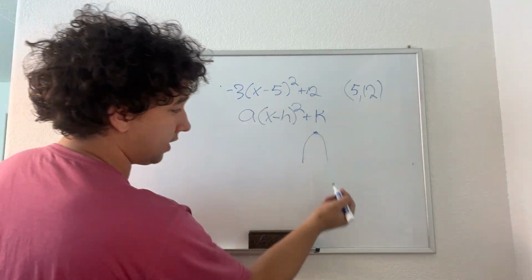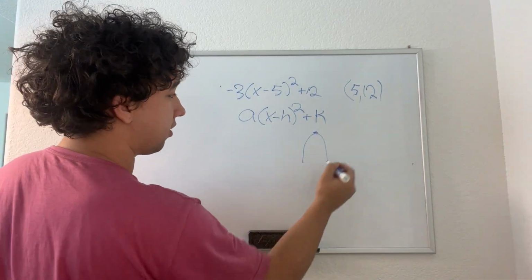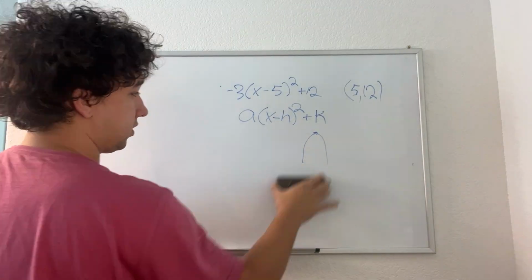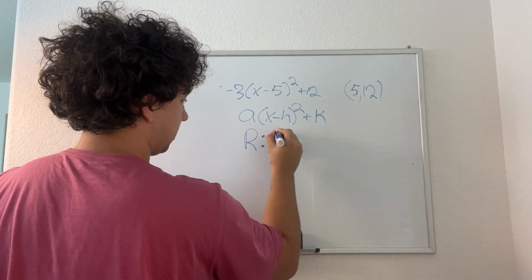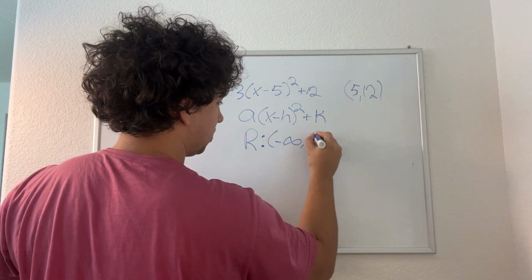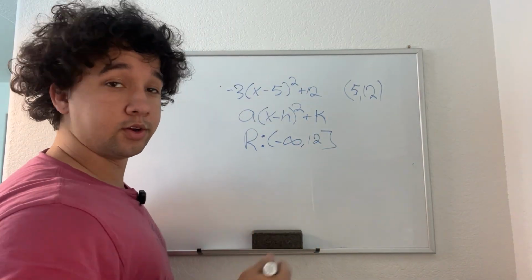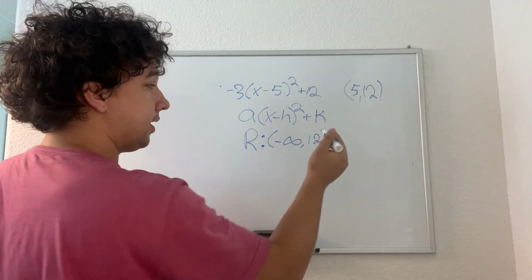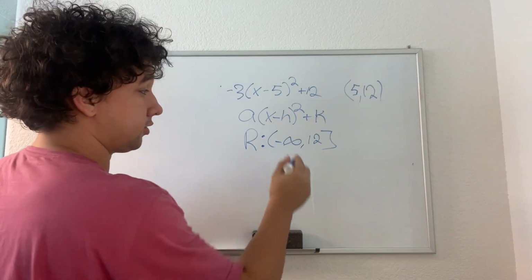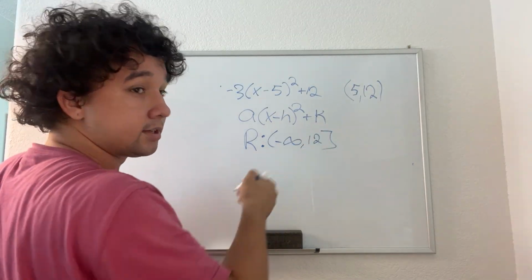So my range is going to be negative infinity, because notice this thing goes down forever, but stops at 12. So in this case, if I had to write my range, it's going to be negative infinity, comma, 12. And I put a close bracket there instead of an open one because 12 is actually included, right? 12 is the last possible point. It is included in that value. So this bracket says it's included.